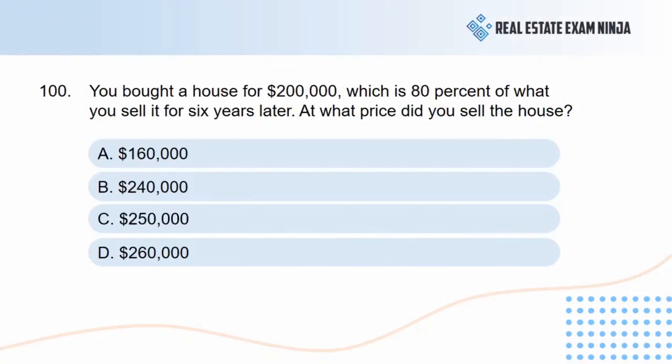Number 100. You bought a house for $200,000, which is 80% of what you sell it for 6 years later. At what price did you sell the house? A. $160,000. B. $240,000. C. $250,000. D. $260,000.